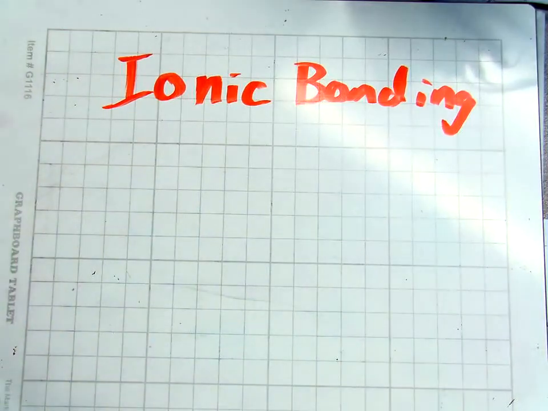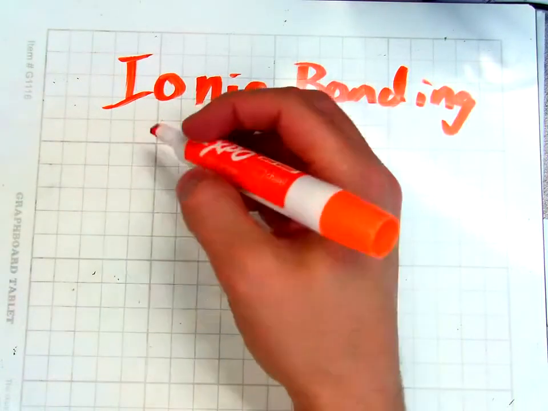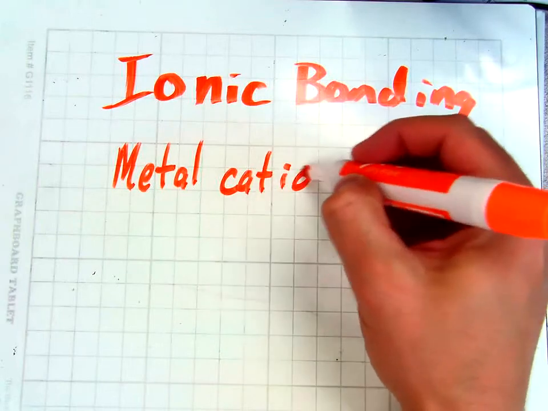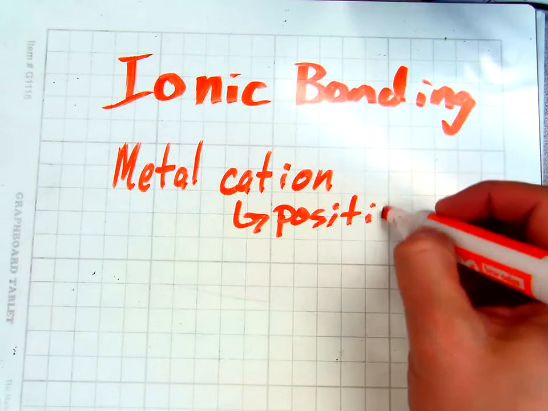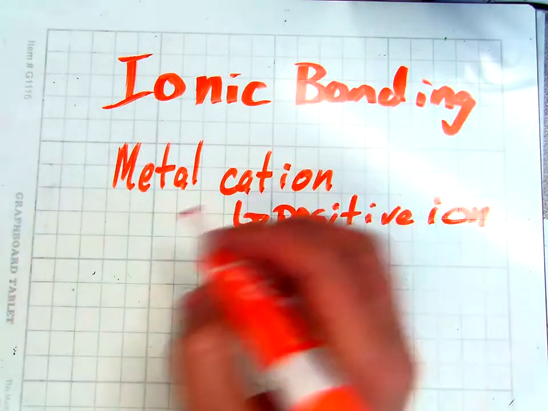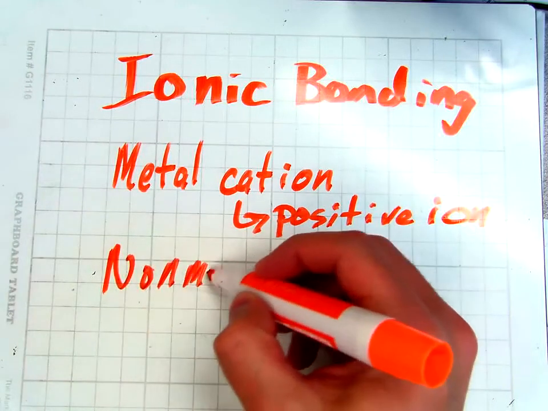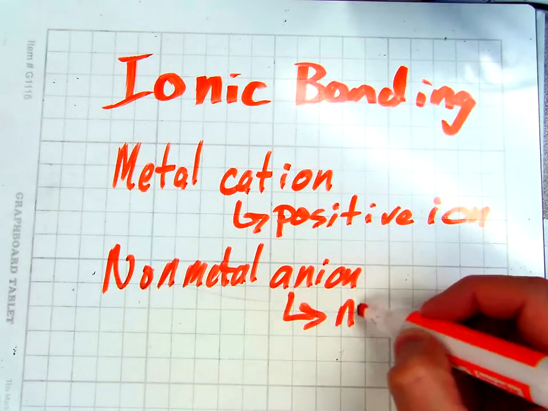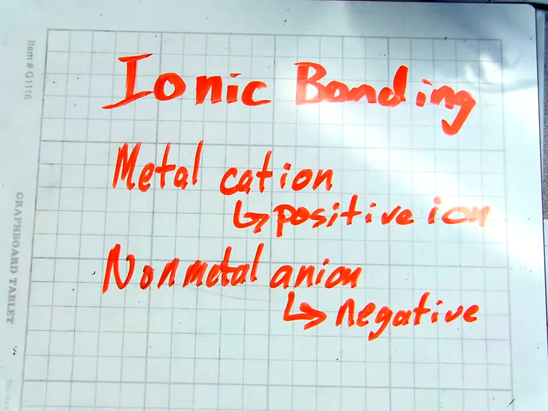Okay, so let's go over ionic bonding real quick. So first off, for ionic bonding, we always have a metal cation, and really what that means is a positive ion, bonded to a non-metal anion. And the anion is going to be a negative ion. Now, an ion is an atom that has either gained or lost electrons.